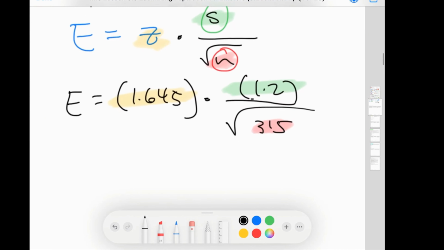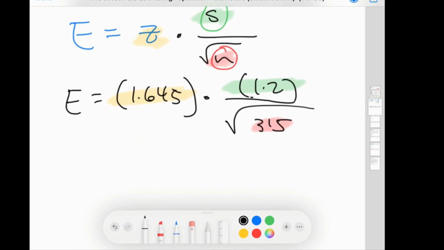And if you didn't know, in your fractions, how do you make 1.645 a fraction? You basically put it over 1. And that's why I'm drawing that fraction line. It's really 1.645 times 1.2 divided by the square root of 315. Let me go ahead and take a screenshot with my phone.